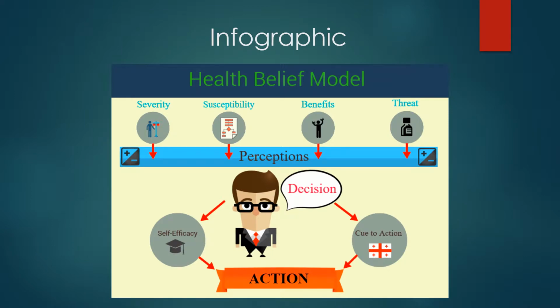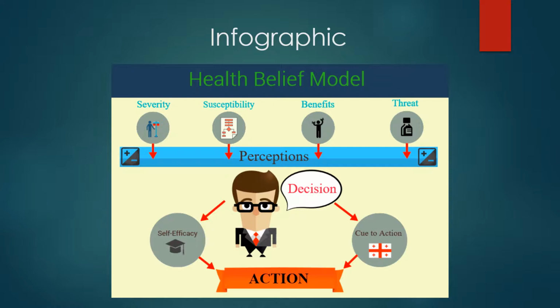Next, I have created an infographic to help demonstrate the various parts of the health belief model. And with this infographic, I'm going to be discussing influenza vaccinations. So first, the health belief model, like I said before, has several constructs to it. And there are 4 variables that affect an individual's perception. And they include severity, susceptibility, benefits, and threat.